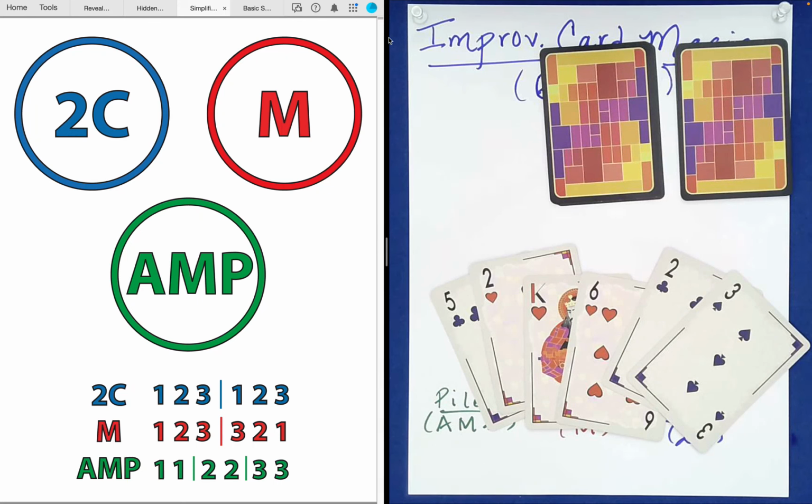So if we viewed this as an AMP, we could match up the cards in such a way that there would be a red pair, a black pair, and then a pair that doesn't match in color. Okay, so that's kind of interesting.